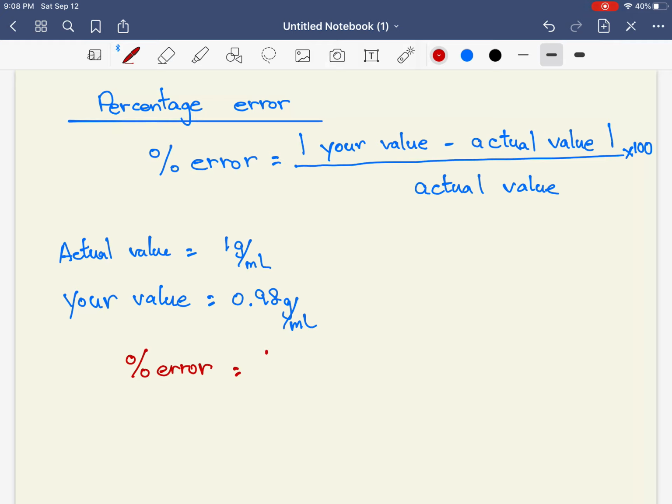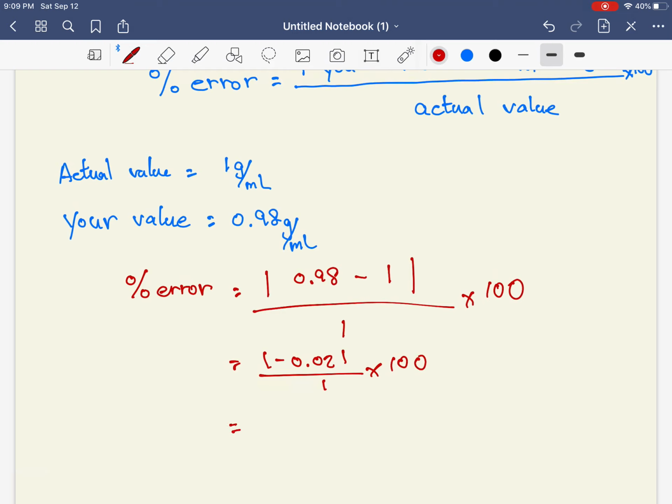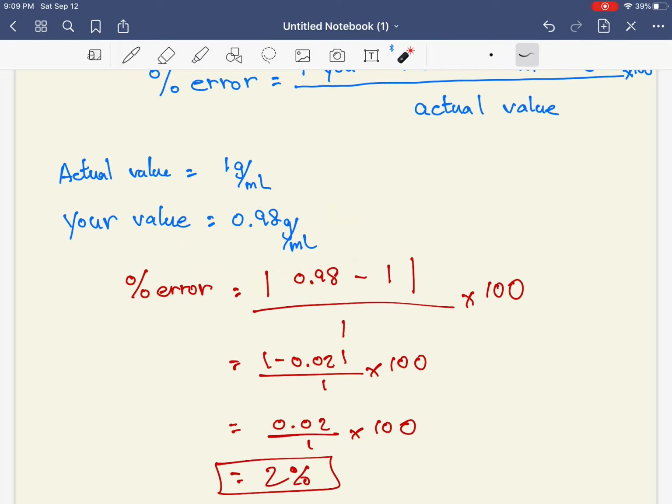So let's calculate this. Percent error is equal to the absolute value of your value, which is 0.98, minus the actual value, which is 1. Then you divide that by the actual value, which is 1, and then times 100. So 0.98 minus 1 will be negative 0.02. Remember, absolute value says whatever the number is, negative or positive, make it positive, so you wouldn't see the negative anymore. So it'll be 0.02 divided by 1 times 100, and that is going to give you 2%. So by getting this as your experimental value, you are 2% off.